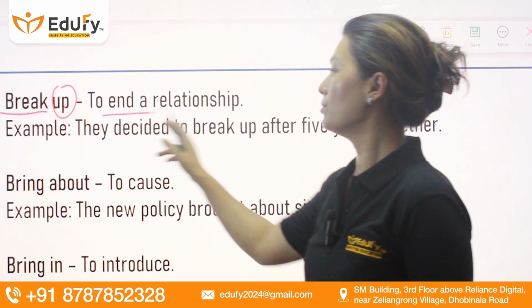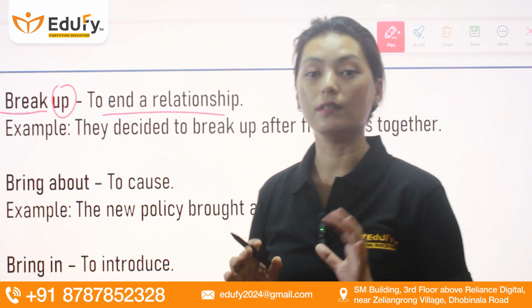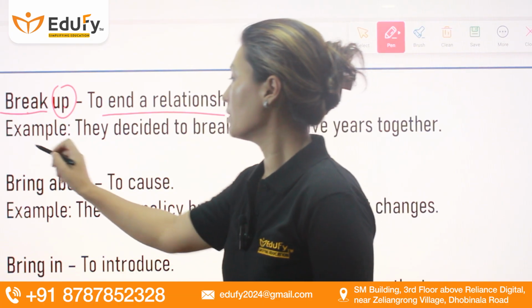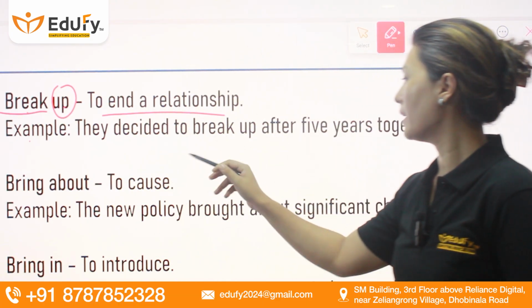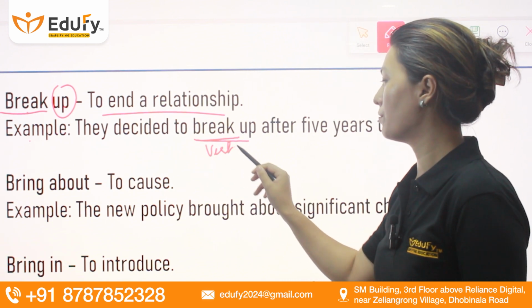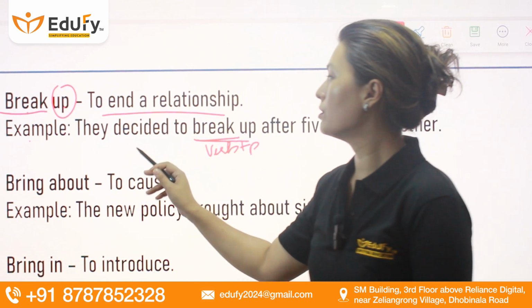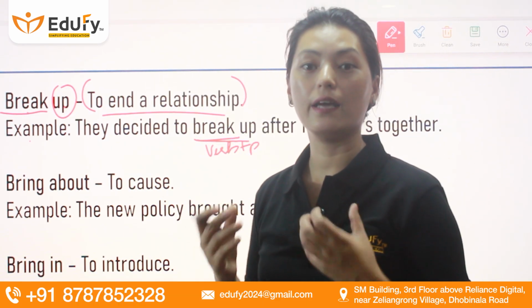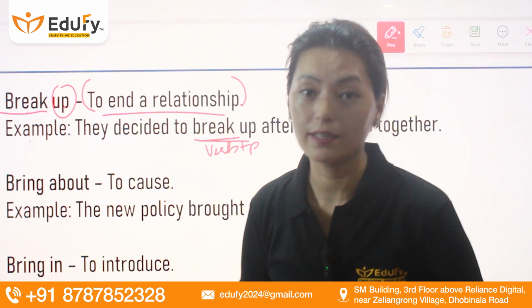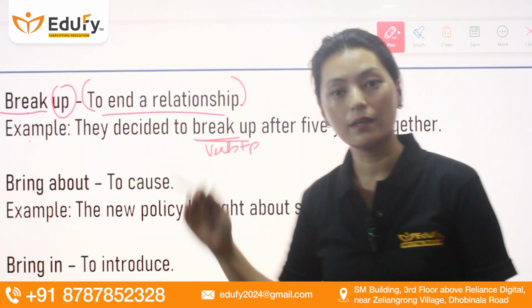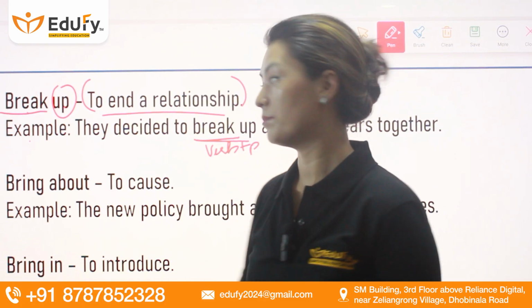So breakup means to end the relationship, not just between a boy and a girl, but it can mean a relationship of any kind, that is family or friends as well. What you can see here in the example is they decided to break up after 5 years together. So here we see the combination of the verb along with the preposition up to denote the end of a relationship. Also, they had to break up with the family. You can use the same thing because it is not just used to denote the relationship between a boy and a girl, but also with family or friends.